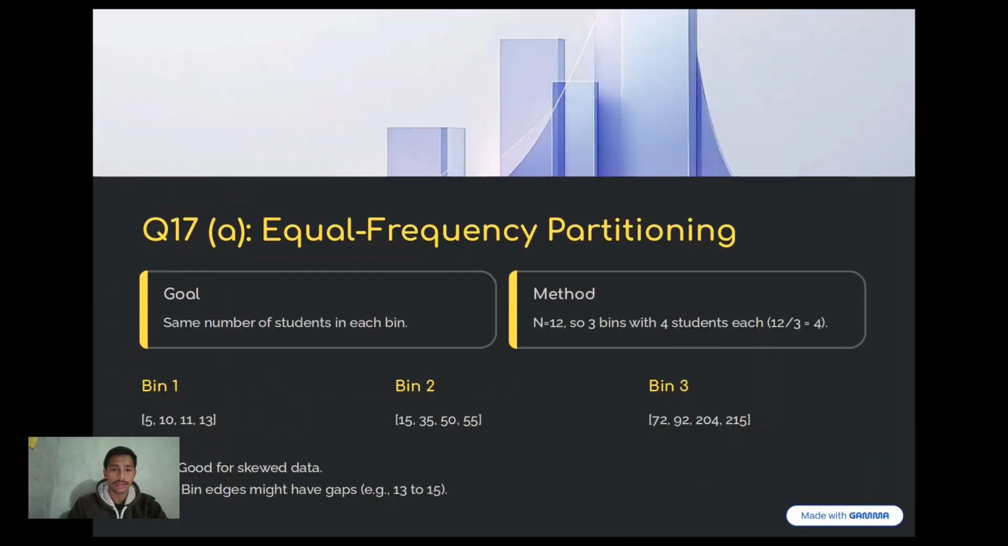First, equal frequency partitioning. The first method is equal frequency partitioning. The goal here is to have the same number of students in each bin. Since we have 12 students and want 3 bins, we simply divide 12 by 3 to get 4 students per bin. Bin 1 takes the first 4 scores: 5, 10, 11, and 13.